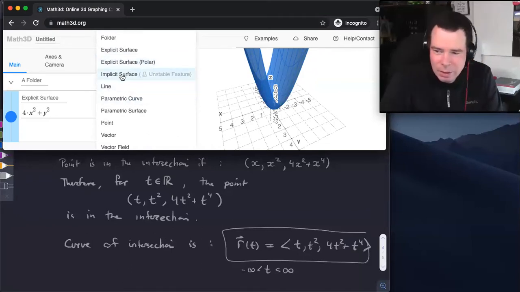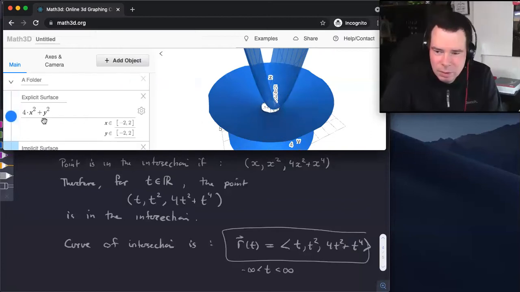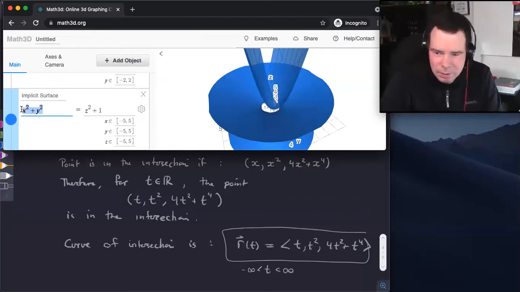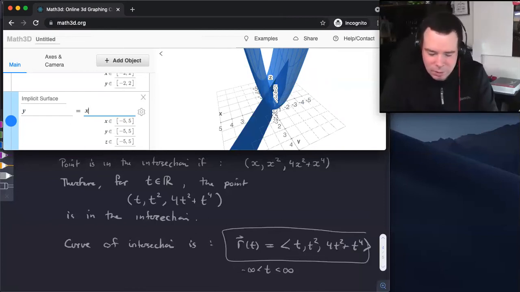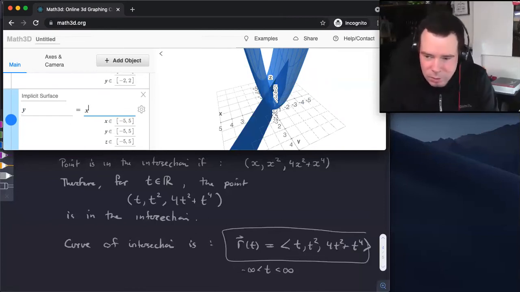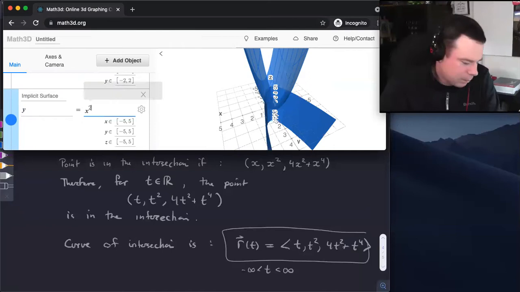I'm going to have to make that an implicit surface because it's not z is equal to something. It's one of the other variables, y is equal to something. So I need what's called an implicit surface where I don't have to worry about solving for z specifically. So we got y is equal to x squared.